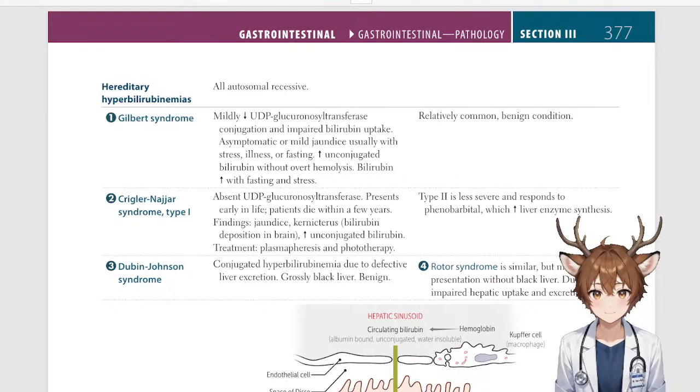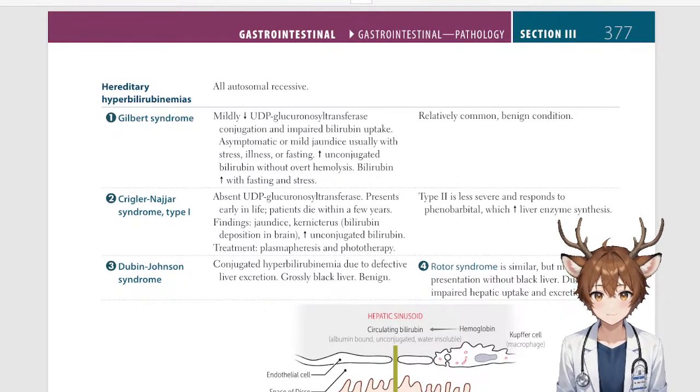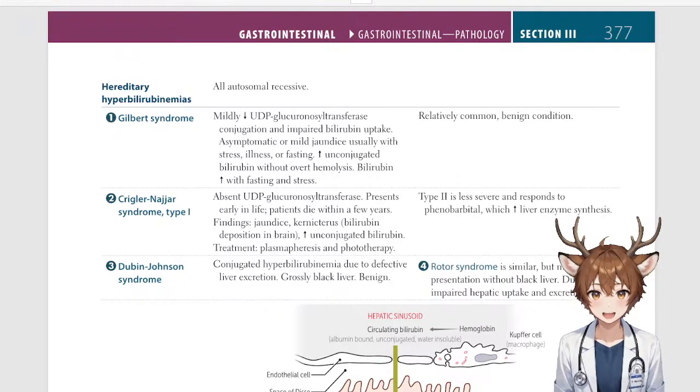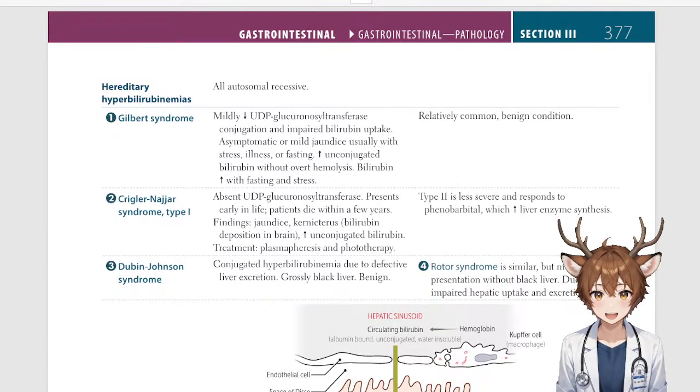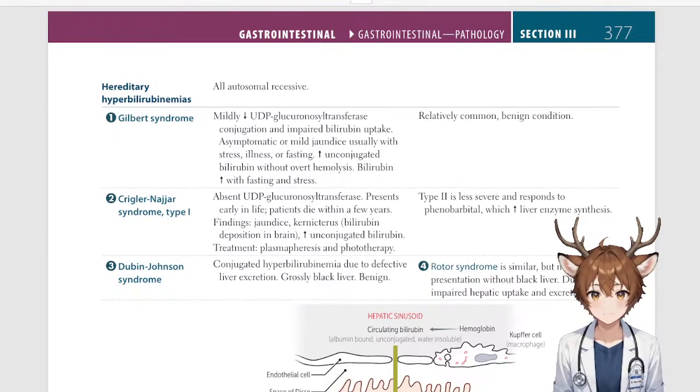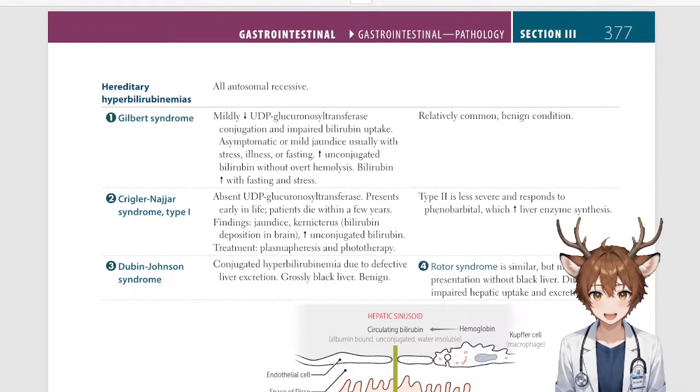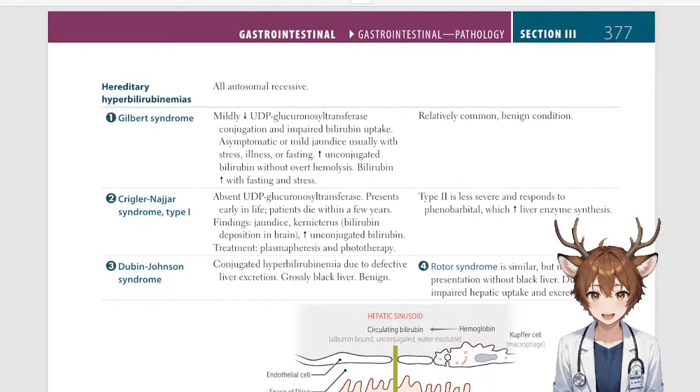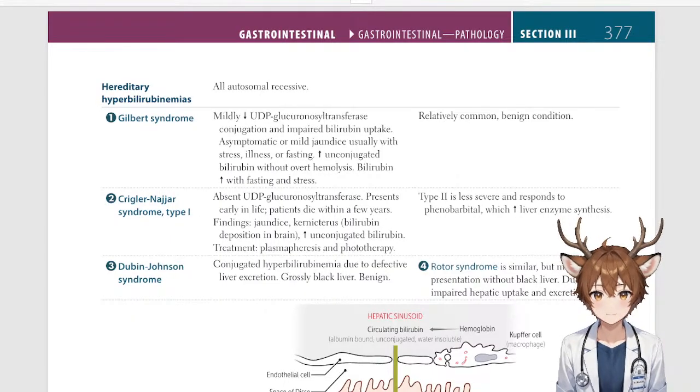Dubin-Johnson syndrome: conjugated hyperbilirubinemia due to defective liver excretion. Grossly black liver due to impaired excretion of epinephrine metabolites, benign. Rotor syndrome: phenotypically similar to Dubin-Johnson syndrome, but a milder presentation without the black liver, due to impaired hepatocyte storage of conjugated bilirubin.